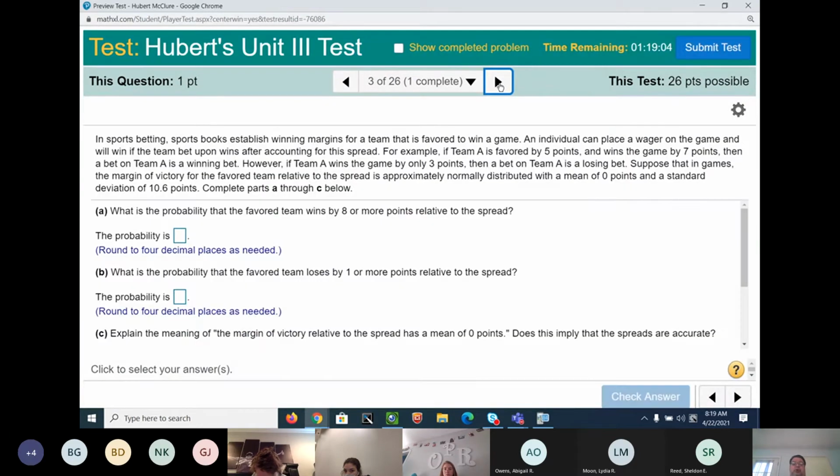Here it is. Here's one where I would read the last sentence first. Make a note on this one. Read the last sentence first. What does the last sentence say? Suppose that in games, the margin of victory relative to the spread is normally distributed with a mean of 0 and a standard deviation of 10.6. So that means what? Draw the curve. That's what it means.